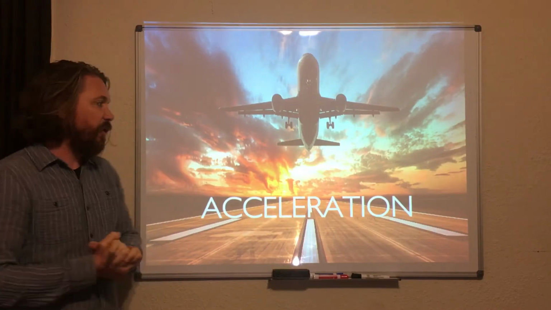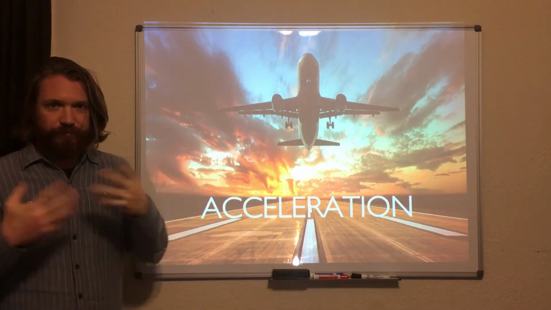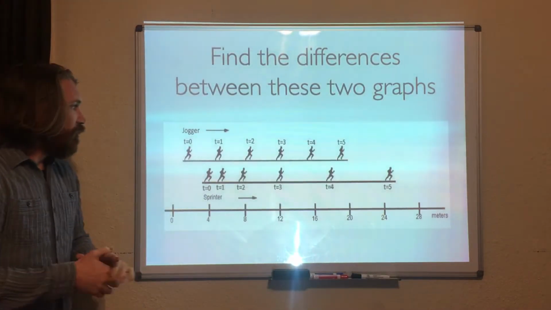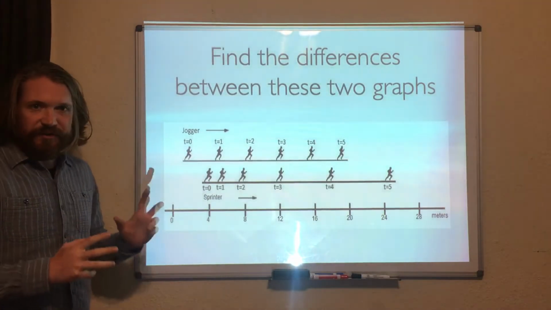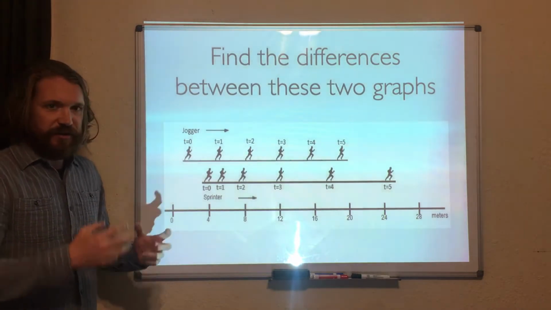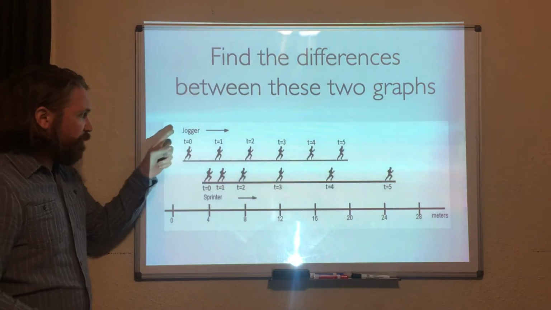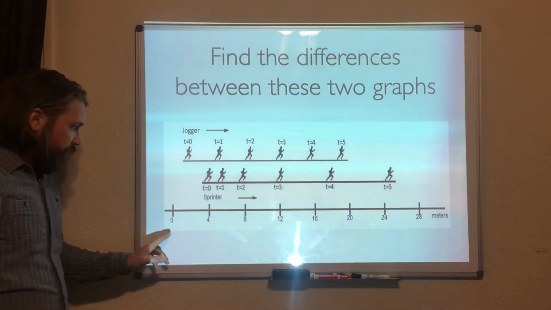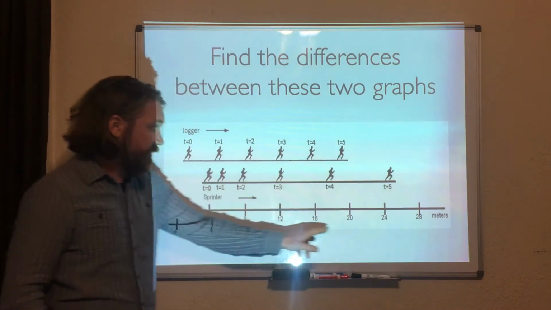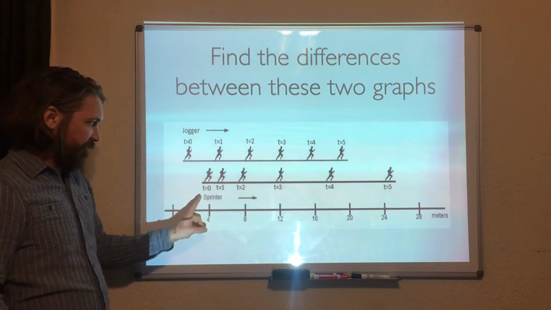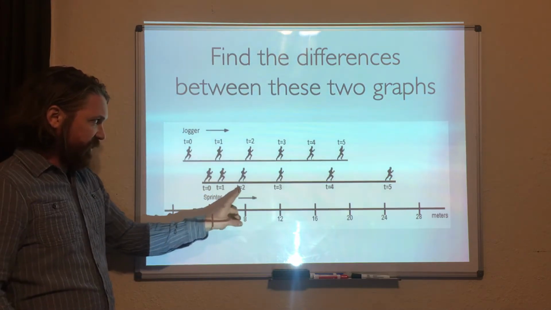Today we are talking about acceleration. So let's just jump right into it. Okay, so I want you guys to look at these two graphs here, and I want you to see the difference between the two. On the top we have a jogger, and on the bottom we have a sprinter. Notice the timeline. The timelines are right here. So 0 seconds, 1 second, 2 seconds. Same for the sprinter, 0 seconds, 1 second, 2 seconds.